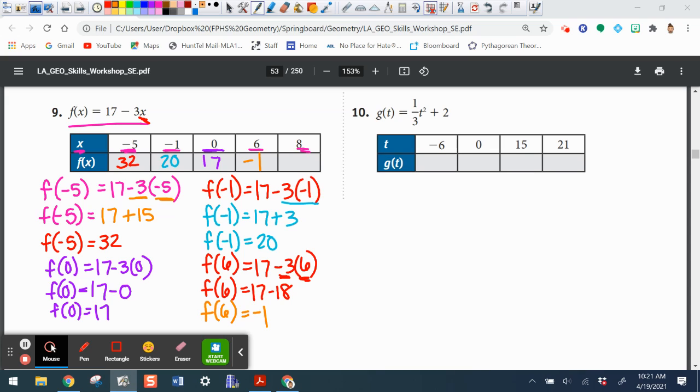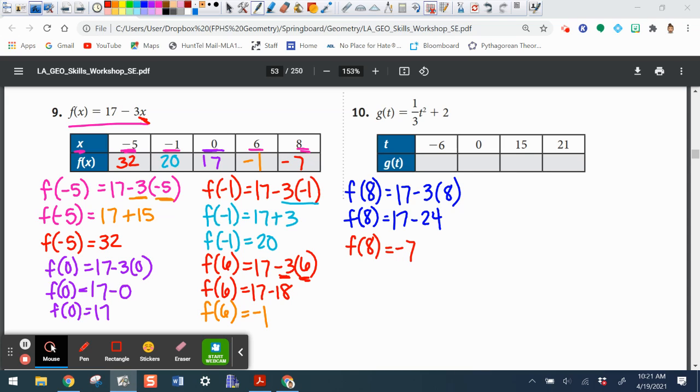Last and certainly not least, on this function table is f of 8. I'm going to eventually have to erase this because we'll have to do 10 as well. So 17 minus 3 times 8. Hopefully you're getting a good routine here. -3 times 8 is none other than -24. And now we'll subtract 17 minus 24. So 17 take away 24 is none other than -7.